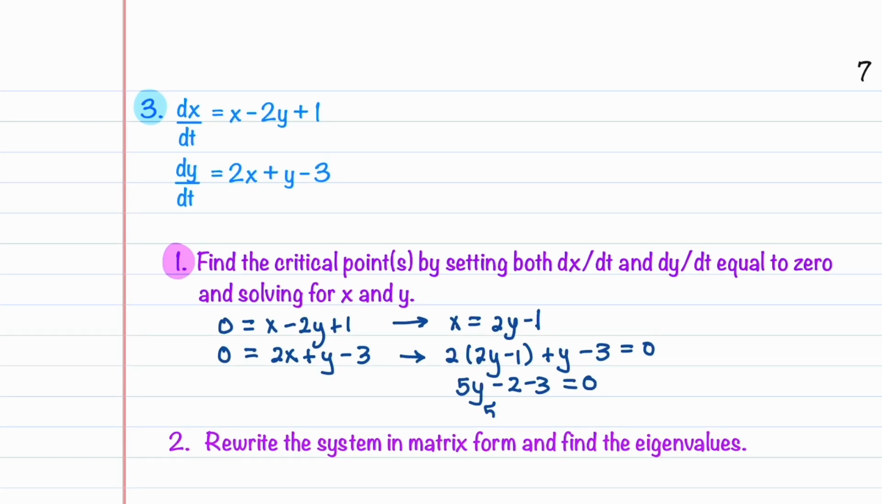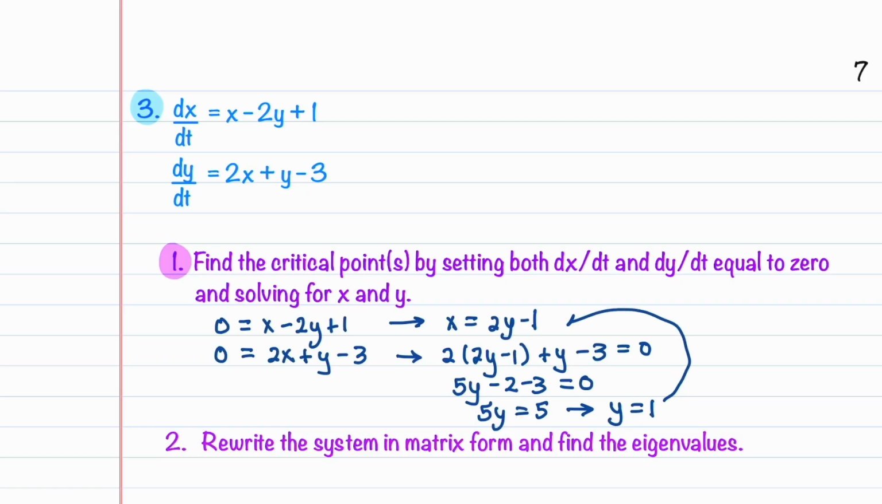So we have 5y is equal to 5. Oh, that's nice. So we get y is equal to 1. And then if we go back up here, this gives us that x is equal to 2 minus 1, and it's also equal to 1. So our critical point is equal to (1, 1).